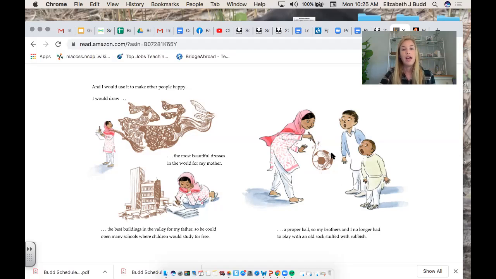We know that Malala had to make a soccer ball with an old sock stuffed with rubbish. So we know that rubbish is something that we could fit into an old sock. Now, we also know that Malala lived next to a trash heap. So she lived next to a dump. So I'm thinking that she took some things from the dump and she put them inside of an old sock to make the soccer ball. So that's what rubbish is. Rubbish is trash. Okay, let's keep reading.